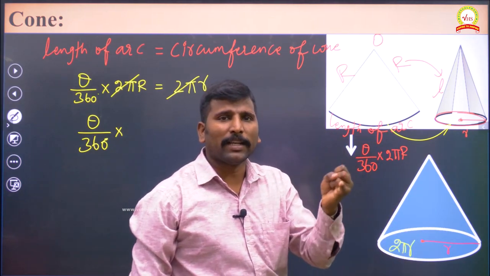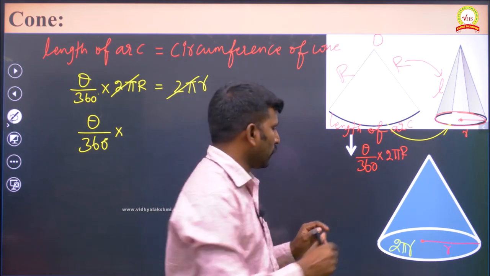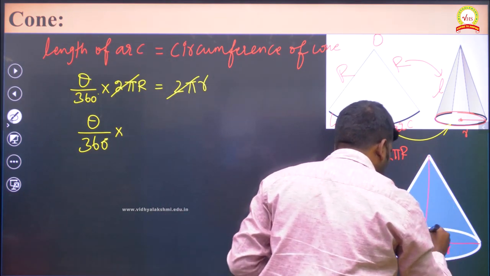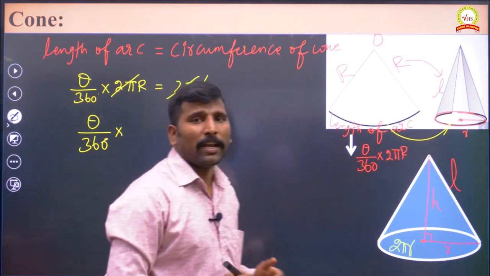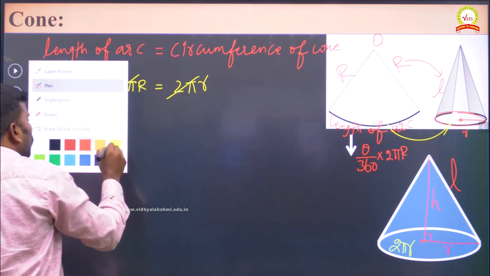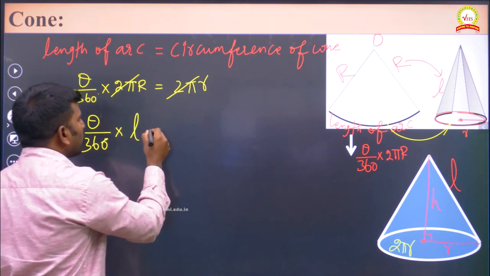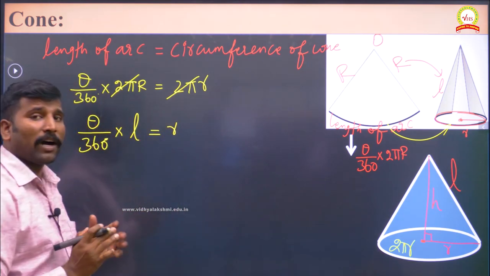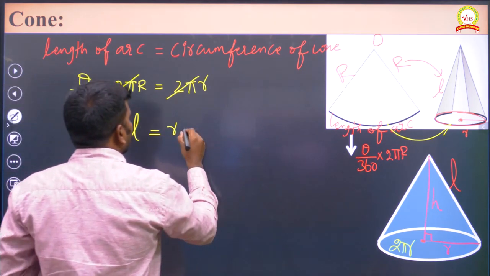Slant height equal to L, radius small r, height h. From the center point, if you bring a 90 degree line, this will be h. Slant height L. Now instead of this small r, I am using L, the slant height, which is equal to capital R. Now we take this as answer number 1.